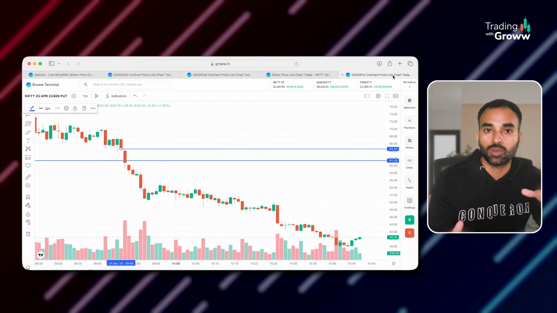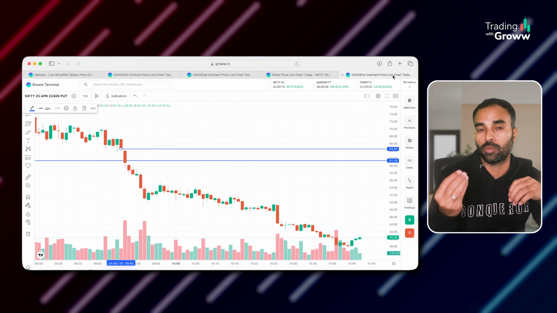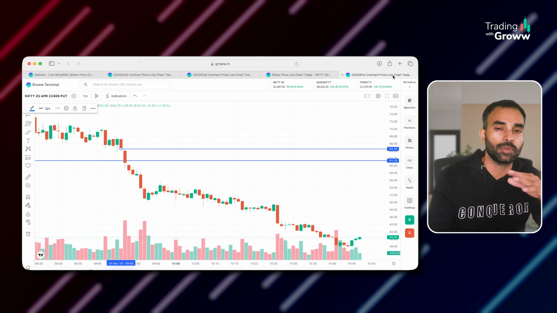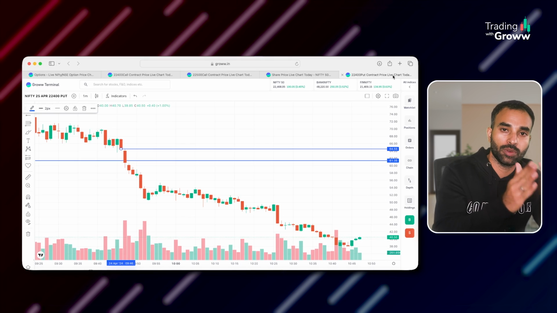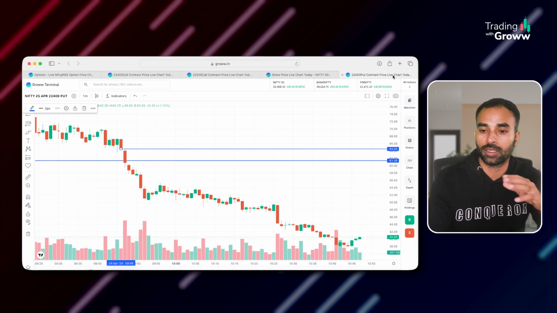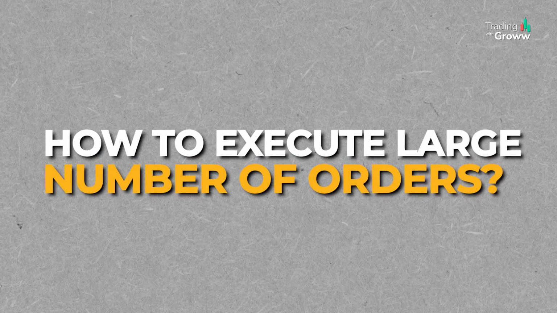If the underlying does not move, then you can wait for the position to come back to your previous levels, because most of the time that will happen. So for true moves and false moves, you have to differentiate between your underlying and your actual strike price. So how do you execute a large number of orders?